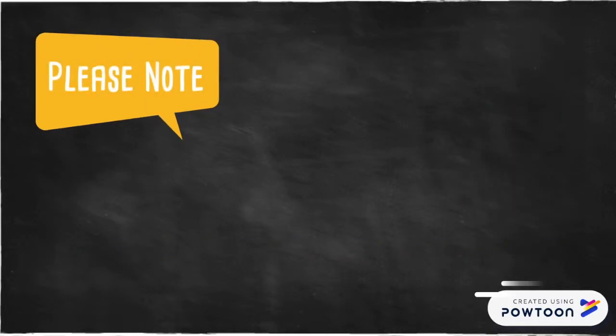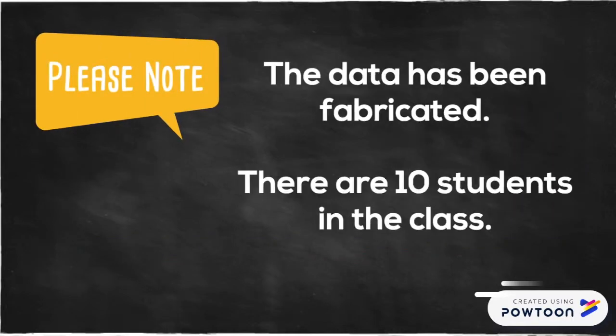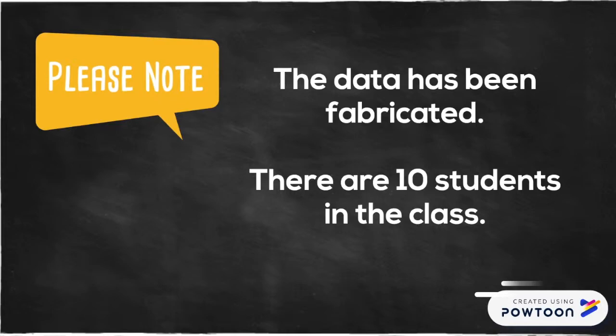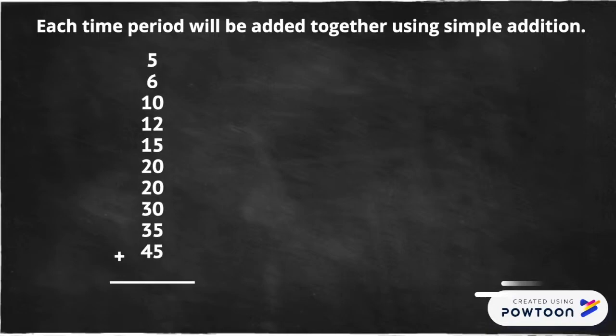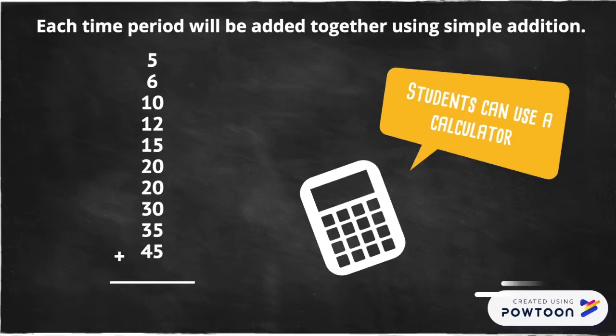For the purpose of this demonstration, student responses have been fabricated and there is a total of 10 students in the class. Each time period will be added together using simple addition. These are the time periods in this data set. A calculator can be used to ensure the results are accurate as additive thinking is not the focus. The answer in this case is 188.